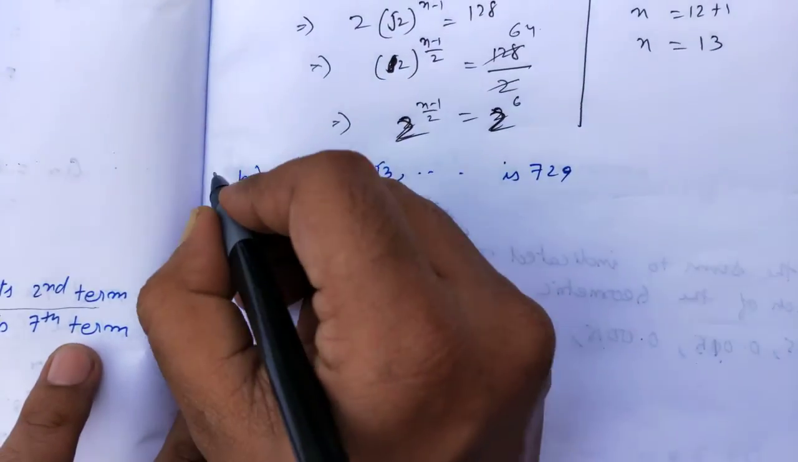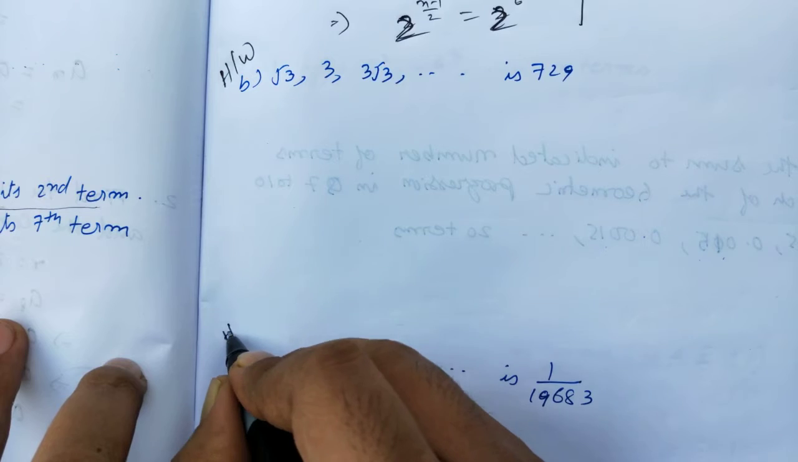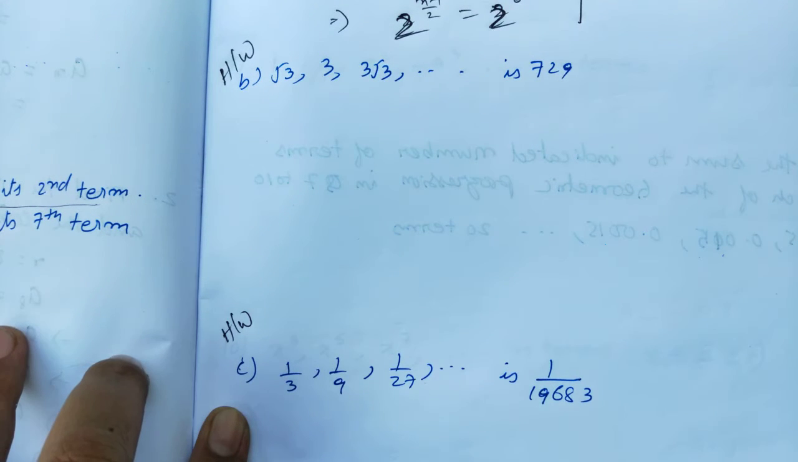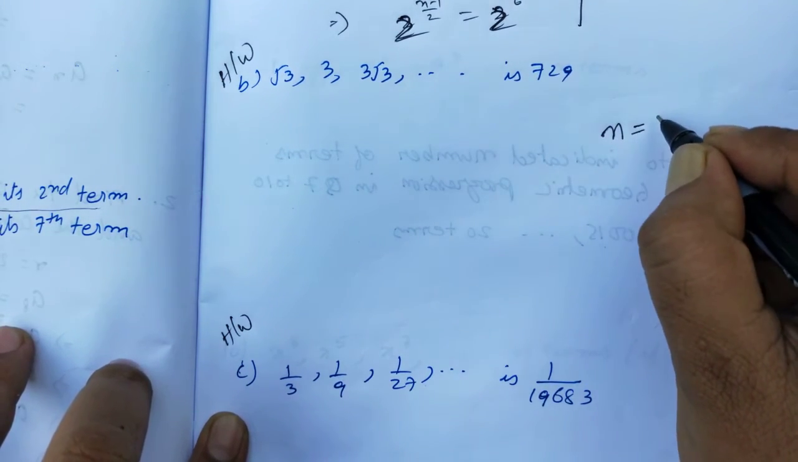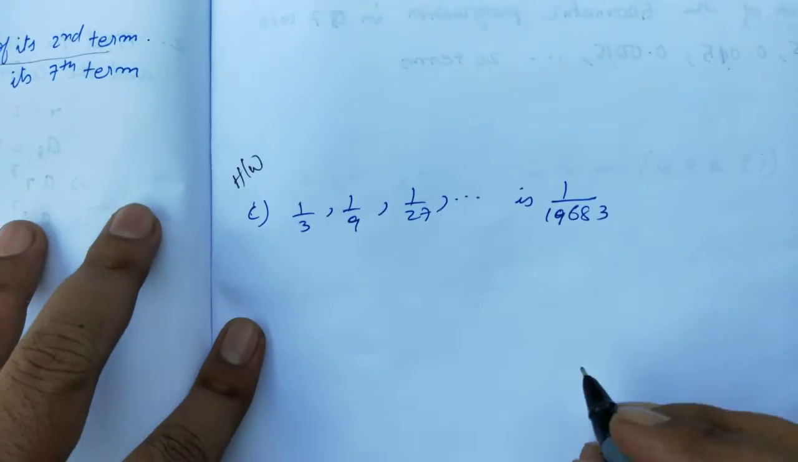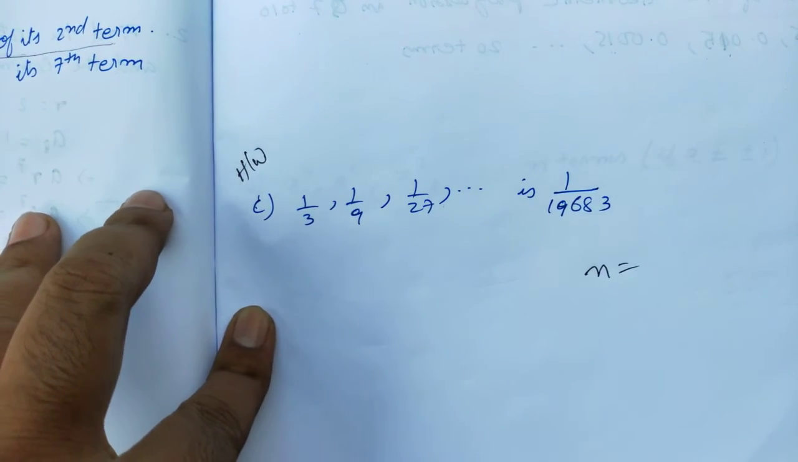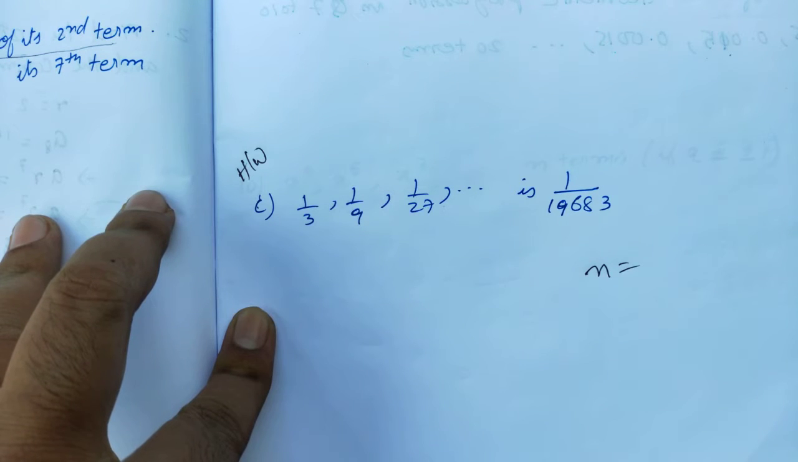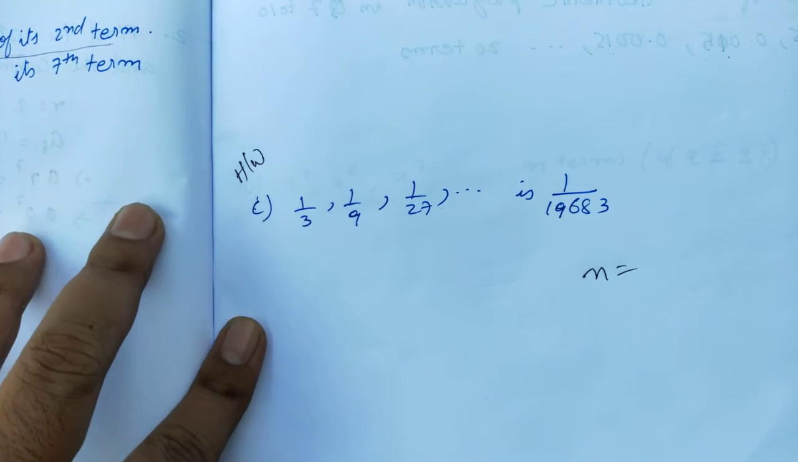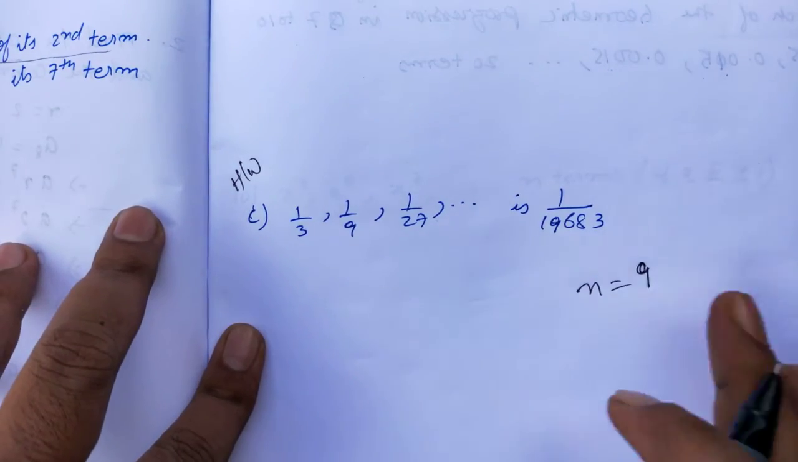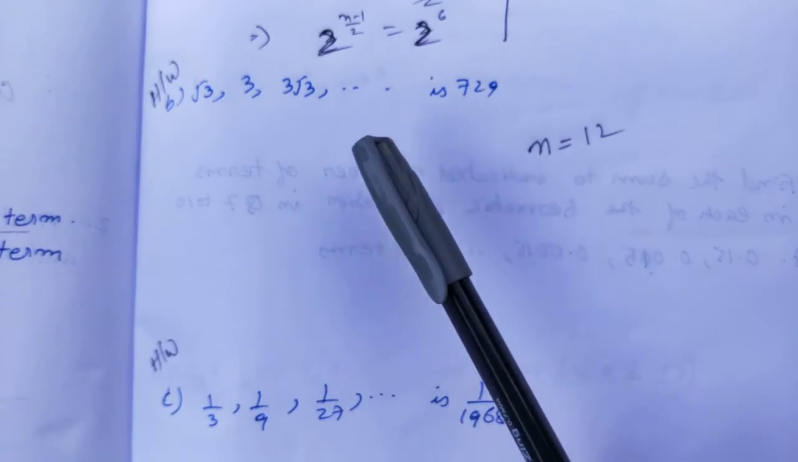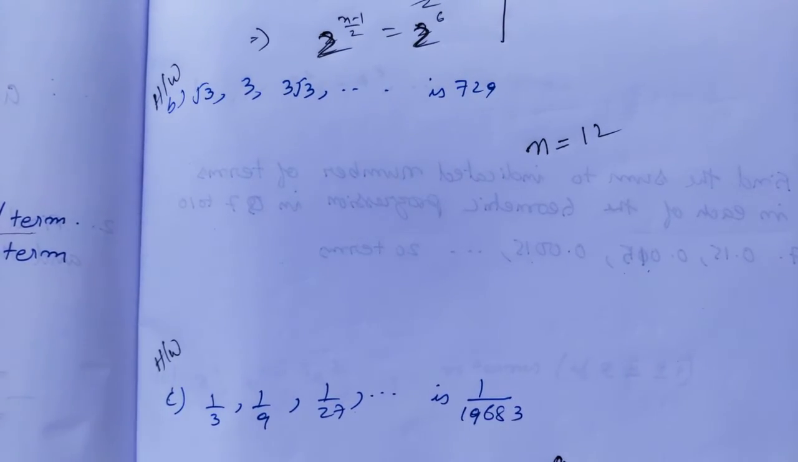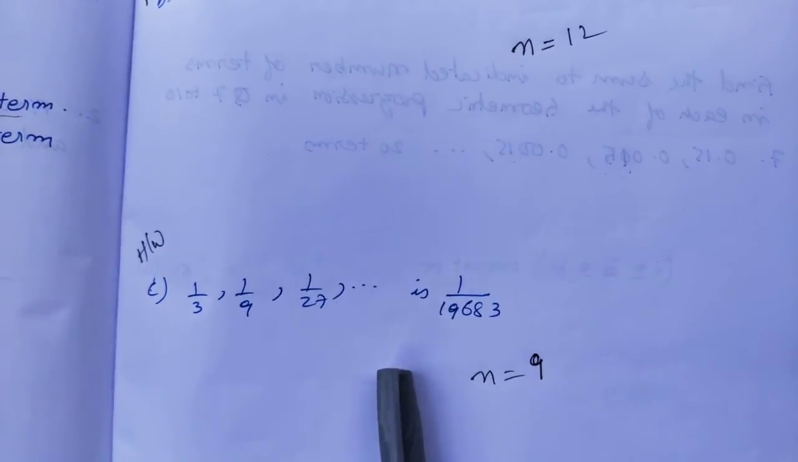So you can try this one as a homework. This one also as a homework. Here you must get n equal to 12, and here you must get n equal to 9. So this is a homework. Okay, here you must get n equal to 12. Check the question. And here you must get n equal to 9.